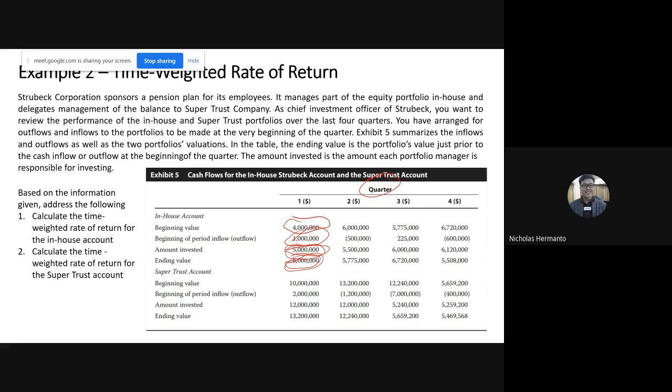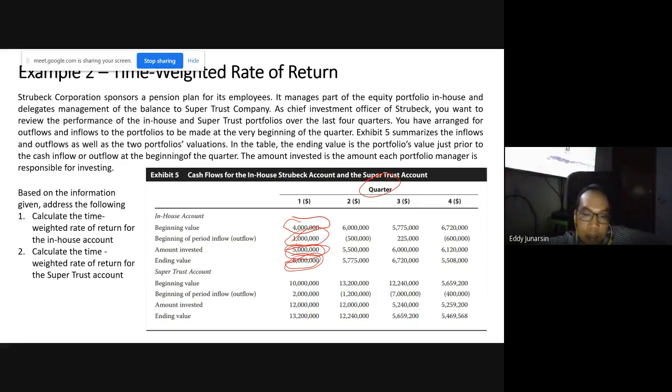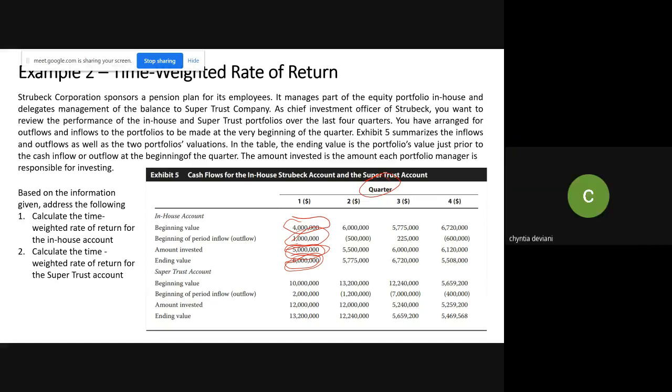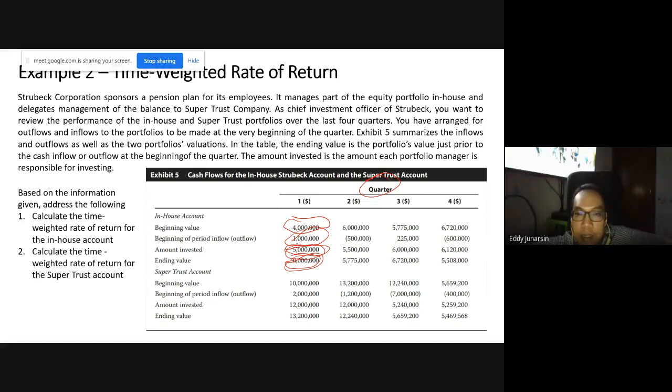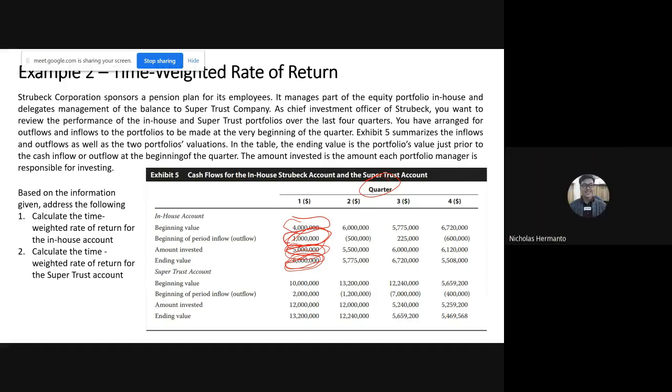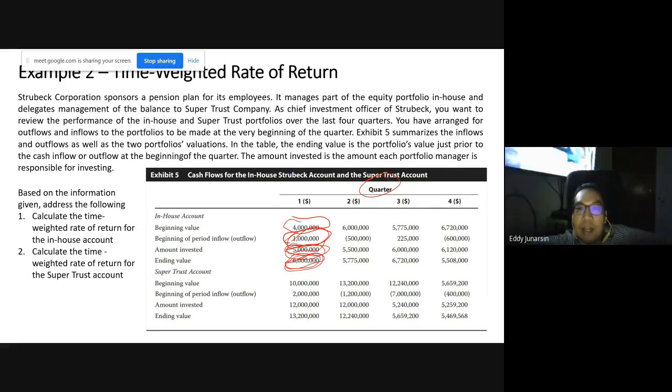You made a profit, sir? Yeah. How much? By 1 million, 5 to 6. Because there was already an additional 1 million at the beginning. So we started with 5 and ended with 6. How much percent is it? It's 20%, 1 million over 5.